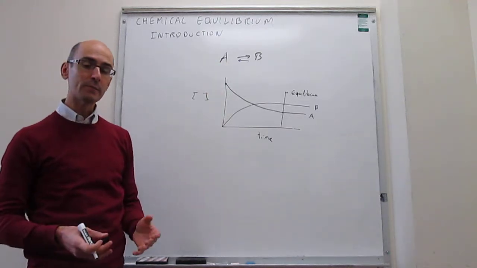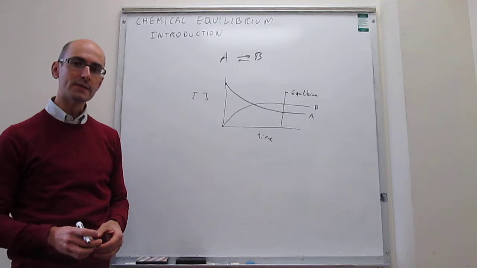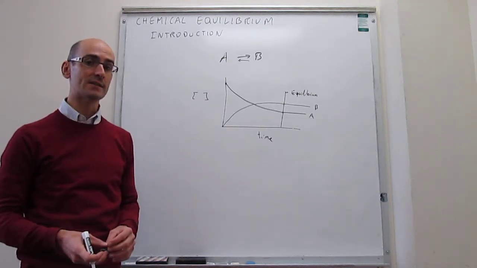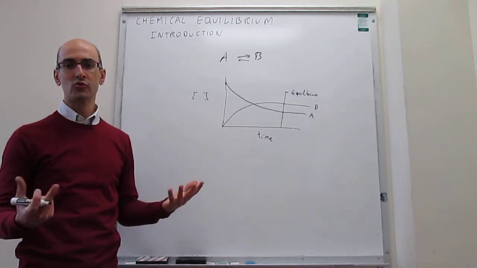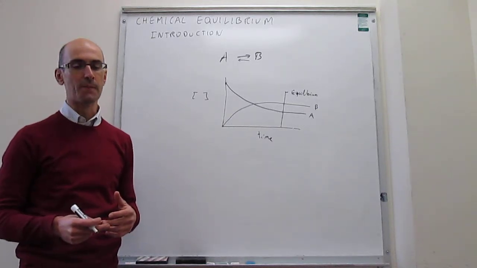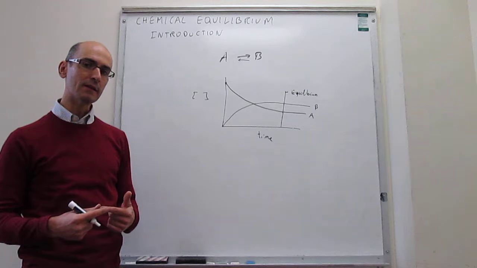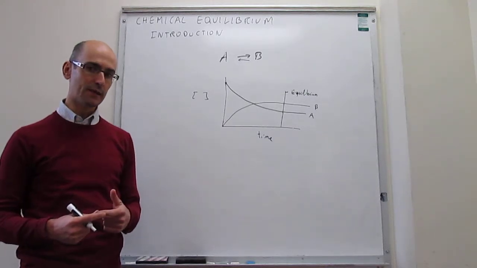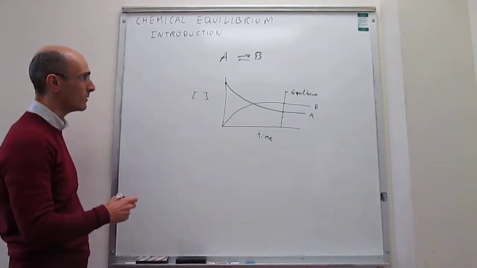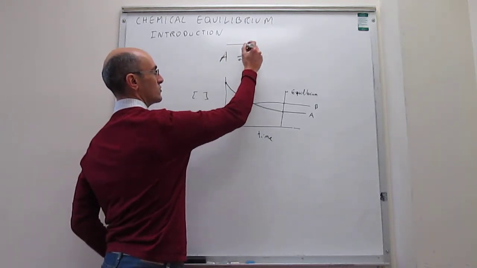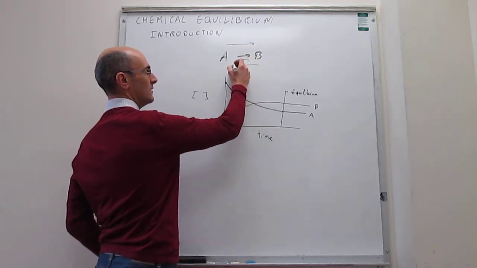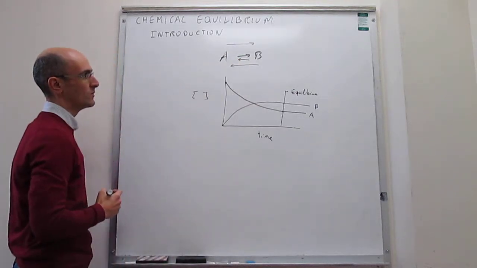Now, at the macroscopic level, something that we notice is that it looks like the reaction has stopped. There's no more A going to B, and those concentrations of A and B are not changing. However, at the microscopic level, there is a lot of activity taking place. The rate at which A is turning into B is exactly identical to the rate at which B is turning into A.